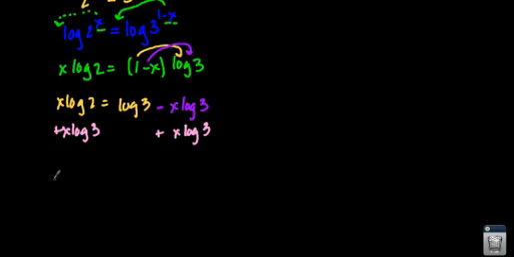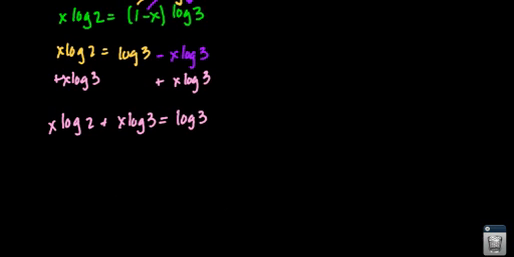Now I'm going to rewrite this. I have x log of 2 plus x times the log of 3 equals the log of 3. Now I'm going to factor out the x, because both terms contain an x, and put that out front. And now I have x times the log of 2 plus the log of 3 equals the log of 3.